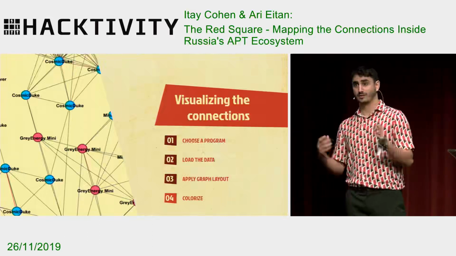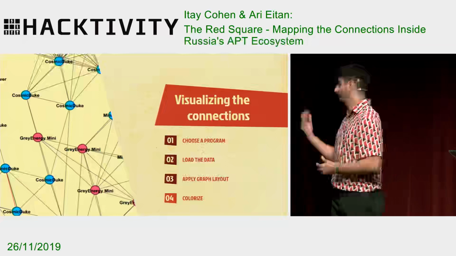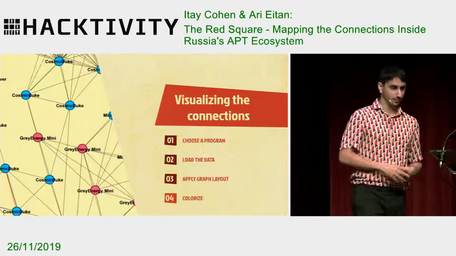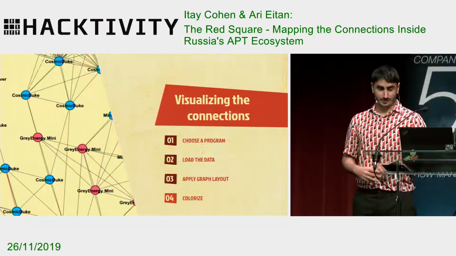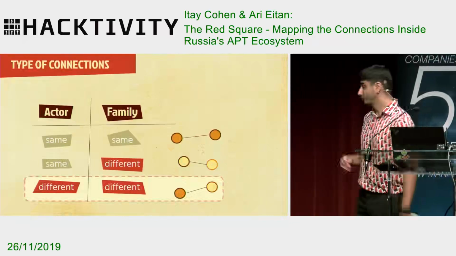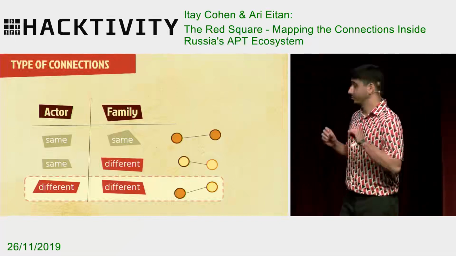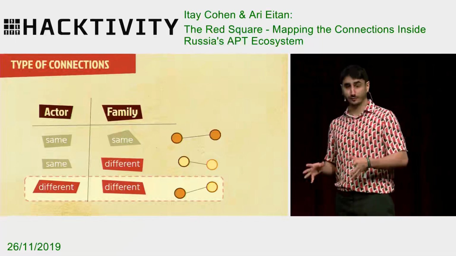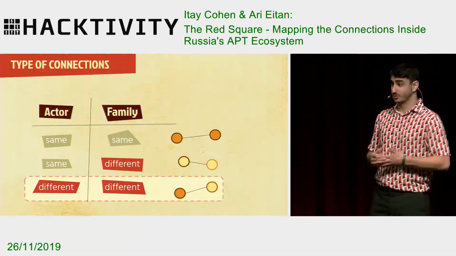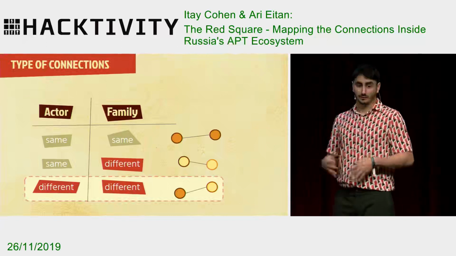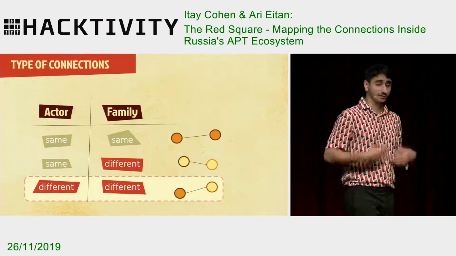So now it was much easier for us to see things in a visual way. We could simply see connections between nodes of different colors. We can see clusters of colors. It was much easier to start working. So we have this graph, and we can start looking at the connections. We have three types of connections on the graph. The first type of connection is when two samples of the same actor and of the same malware family are sharing code with each other. That means that these samples belong to the same malware family, basically different versions or variants of the same family.